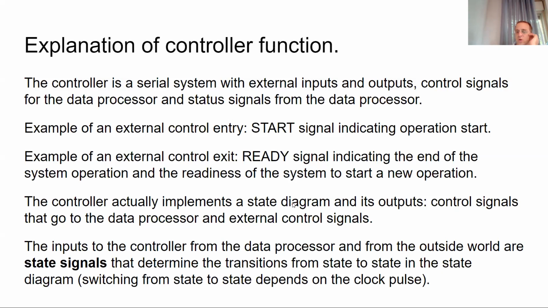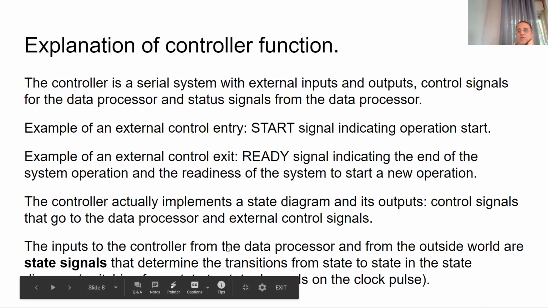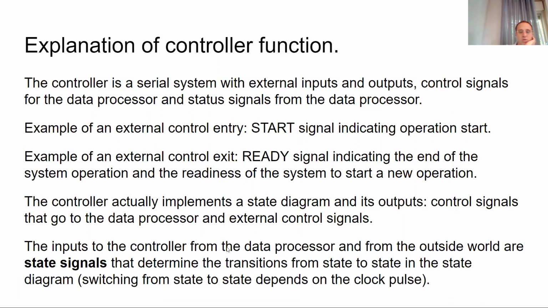Fine. So we're going to see how to make a state diagram. The inputs to the controller from the data processor and from the outside world are state signals that determine the transition from state to state. In other words, the clock cycle is going to tell me go to the next state. And what previous state, the combination of what previous state I was in, what the clock signal is, and what signals I got for the data path. Those three things together will tell me to go to the new state and what that new state will be.